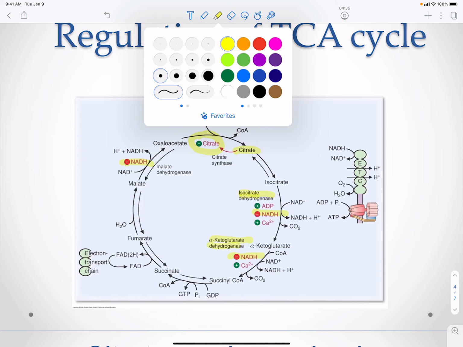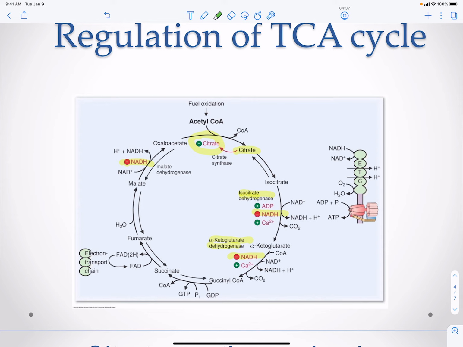Now positively, you're going to have regulation of isocitrate dehydrogenase by a need for ATP, by having higher levels of ADP, or driving it by calcium, such as in muscles where they release calcium through the sarcoplasmic reticulum. Calcium is also going to push through from alpha-ketoglutarate to succinyl-CoA.